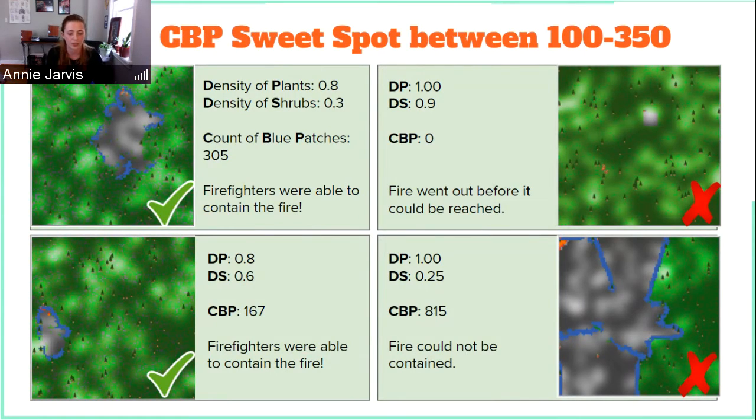And then lastly, if the number of blue patches being laid down is above 350, we can conclude that the firefighters were unable to effectively contain the fire because they continued to lay down these fire lines for thousands of ticks. This can be seen in the lower right-hand box. In our experiment, we saw a maximum count of blue patches of over 1,300, meaning that the firefighters worked for hundreds of days straight, which is entirely unrealistic. So because of the experimentation, we were able to find the most realistic ranges for these parameters within our world.